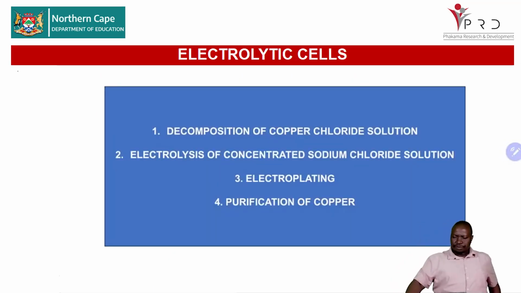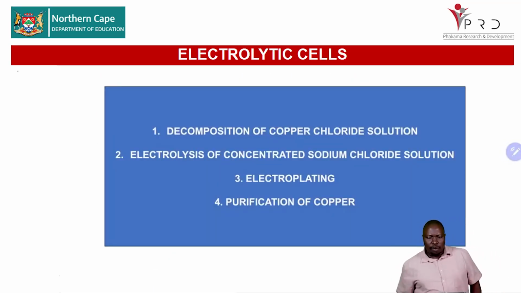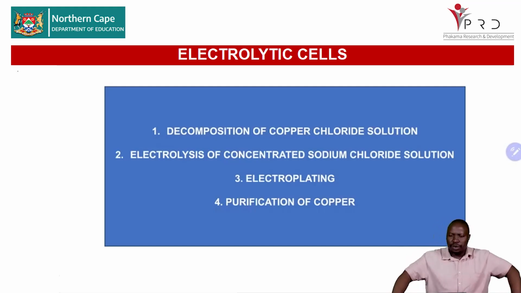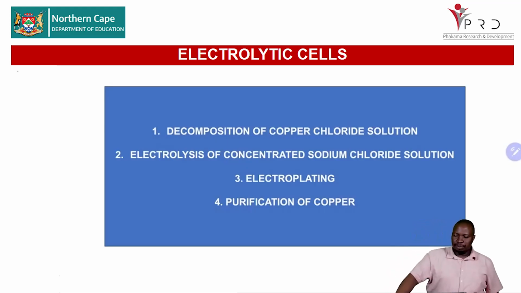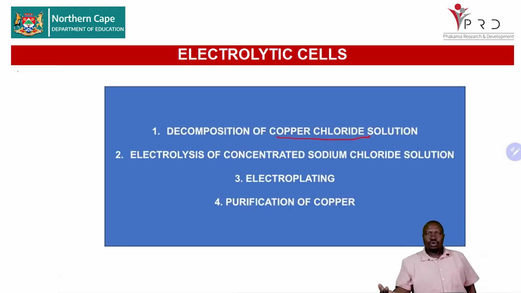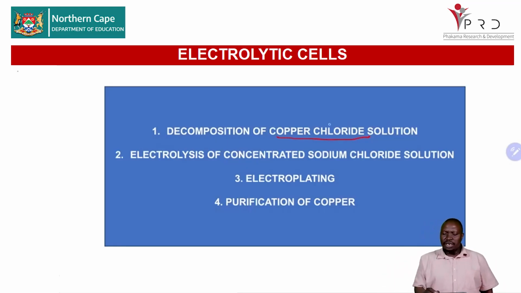Now, with this remaining time, we're going to focus on electrolytic cells. We do four electrolytic processes, electrolysis processes, which is the decomposition of copper chloride. I want you to have an understanding: decompose means breaking down. We are breaking down copper chloride. So in this one, we want to form copper and Cl2. Just have that in your mind.